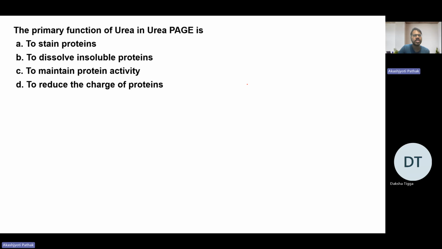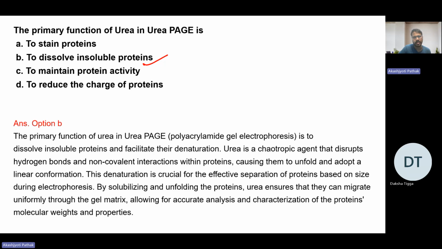The primary function of urea: what is it doing in urea PAGE? It is unfolding the protein and also dissolving insoluble protein. So if you add urea to any insoluble protein, the urea will dissolve it. Because urea is a chaotropic agent, it will disrupt the hydrogen bonds and non-covalent interactions, and cause the protein to unfold and adopt a linear conformation. It will linearize it. It is a denaturing agent, and it will also solubilize and unfold the protein.